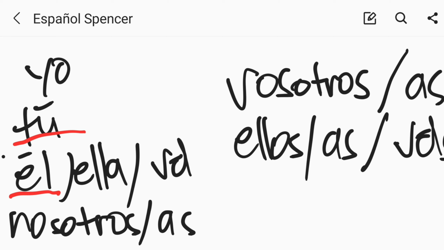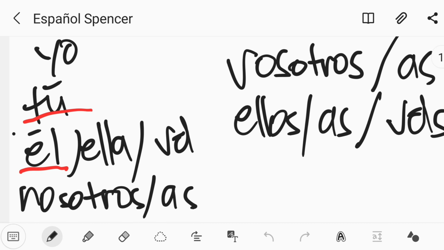And vosotros is mainly used in Spain, by the native Spanish speakers in Spain. So for vosotros, guys, it means you of a group of people. It is plural. Okay, ellos, ellas, and ustedes. Ellos means they. You're talking about the third person plural. The same concept applies as with nosotros and nosotras. We have ellos, ellas, and then ustedes.